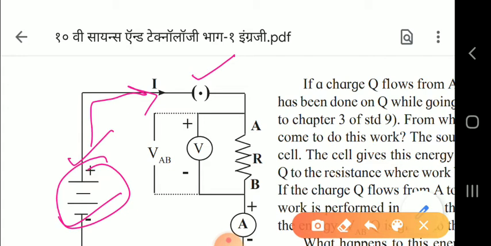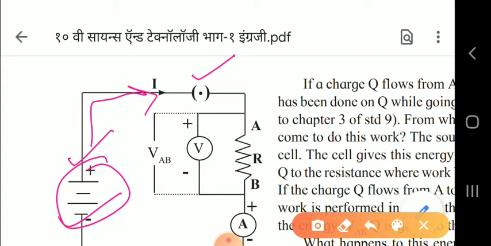If the charge Q flows from A to B in how much time, children? In time t, where small t is taken to measure the time. That is, the work is performed in time t. Then during that time the energy V_AB Q is given to the resistor. Now what is a resistor? A resistor is what resists, and it is put between A and B, which you can see marked with R.